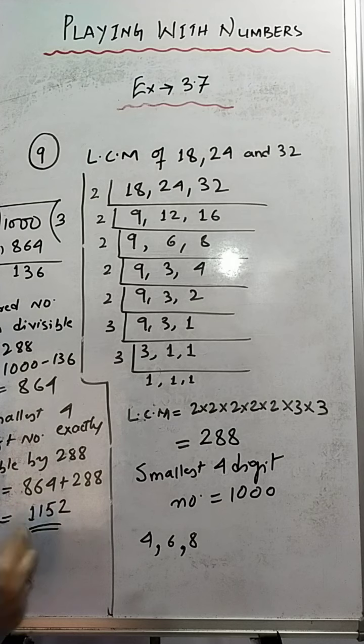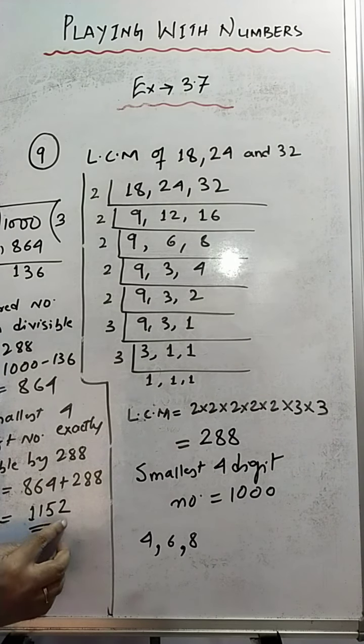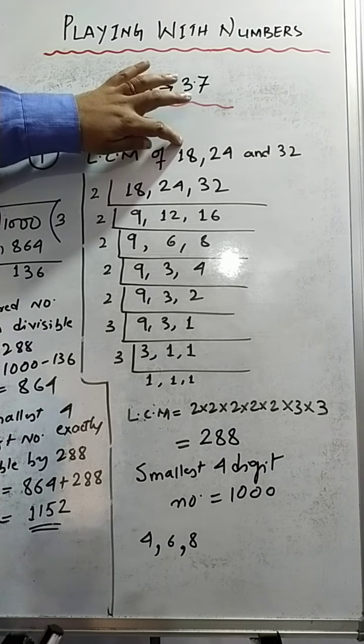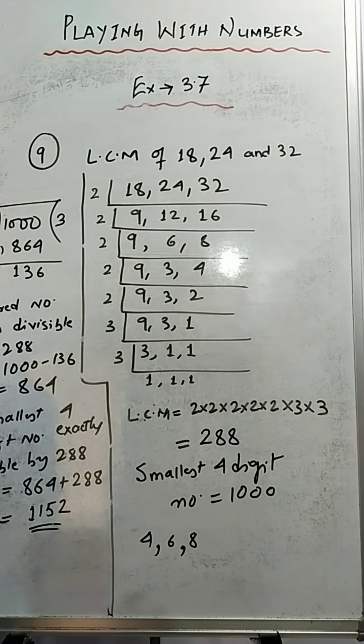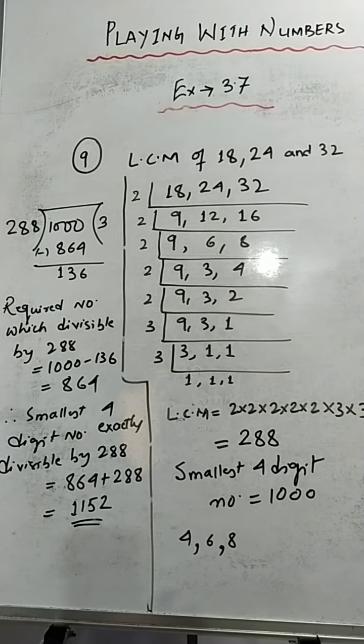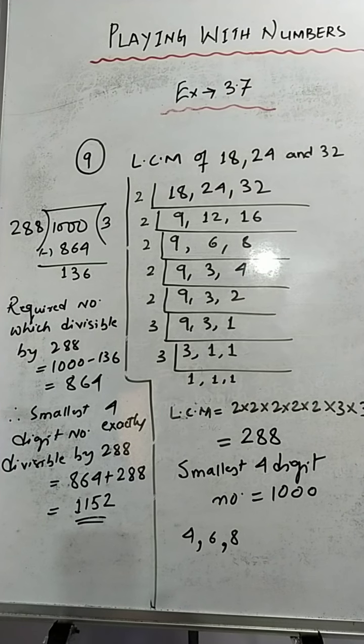And when this number is divisible by 288, then this number, that is 1152, will also be divisible by 18, 24, and 32. So this is your required answer. Extremely important sum. Fine. And this will give you 3 marks, students. I hope now you can see.